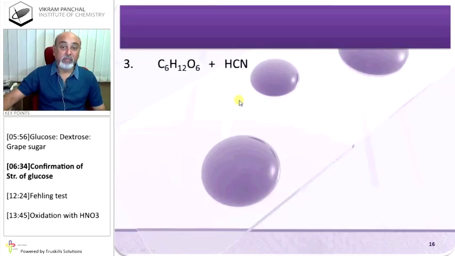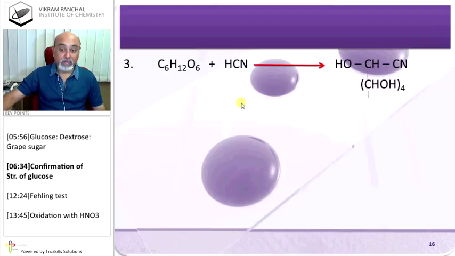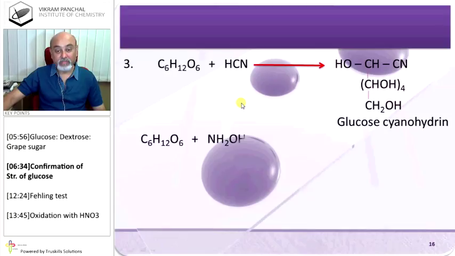Glucose reacts with HCN. It gives an addition reaction. And this is a nucleophilic addition reaction. And the product is cyanohydrin. So it is glucose cyanohydrin.